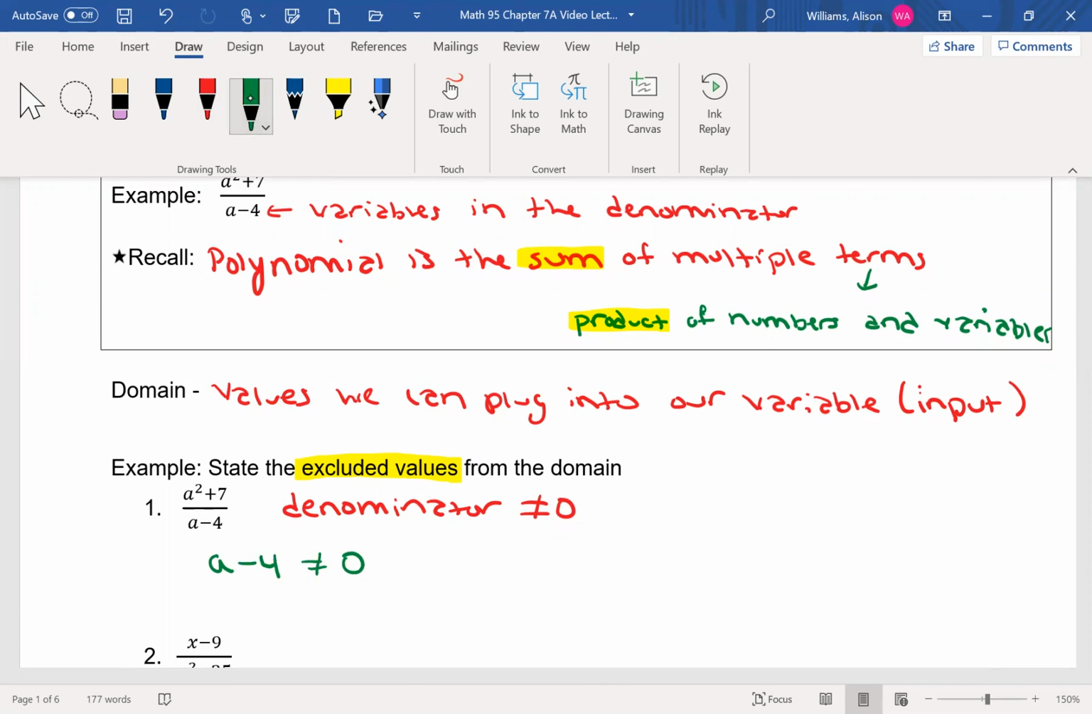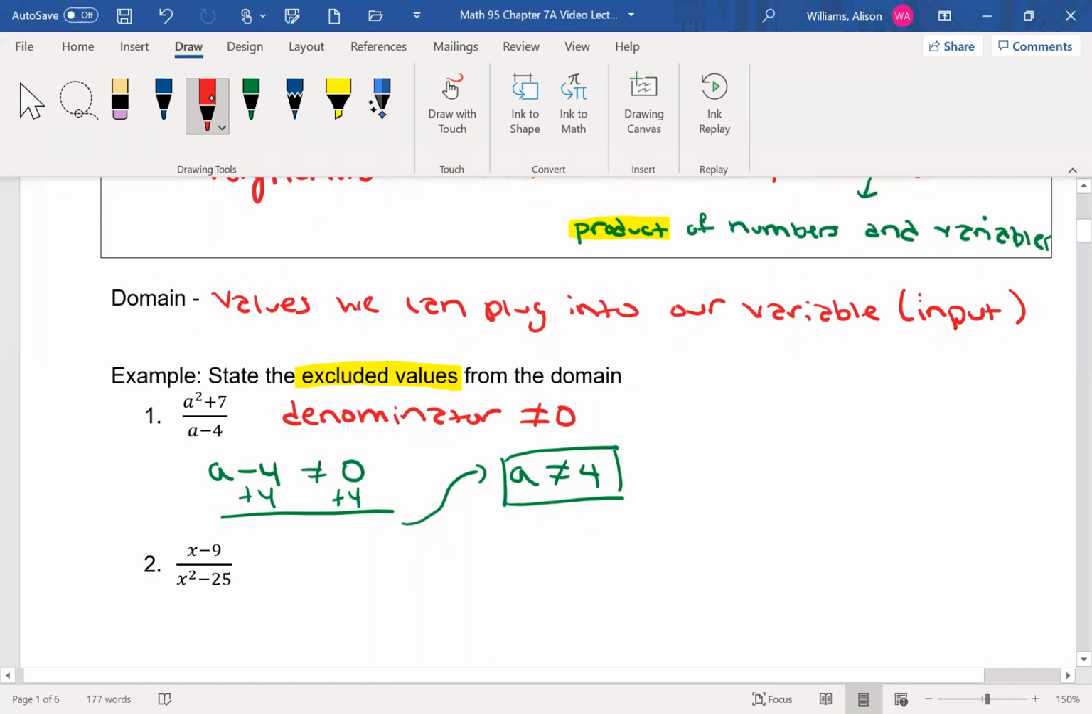So I kind of create a little solving equation here. And I get that a can't be 4. So that would be what's excluded from this. 4 would be excluded from this domain. I could plug in anything but 4. 4 is going to give me 0 in the denominator, and that is a problem because I can't divide by 0.